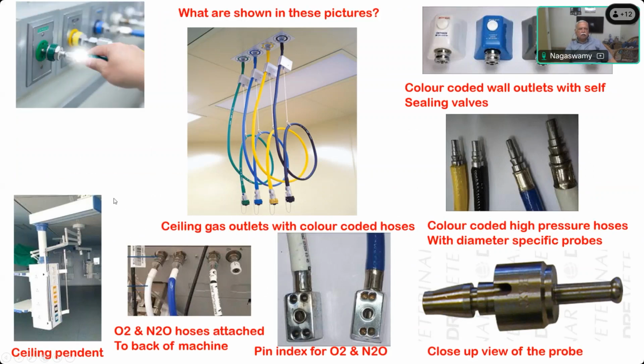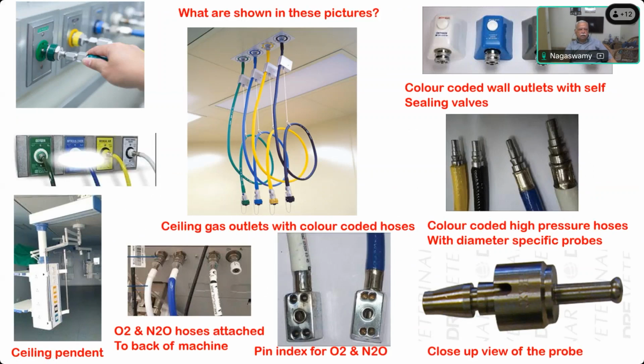And this is another method of showing the wall outlet, newer designs. So this is an older design where you use the self-sealing or Schrader valve. This is the newer design of wall outlets for pipeline gases. So from the central pipeline, this is where you just insert and then take it out.